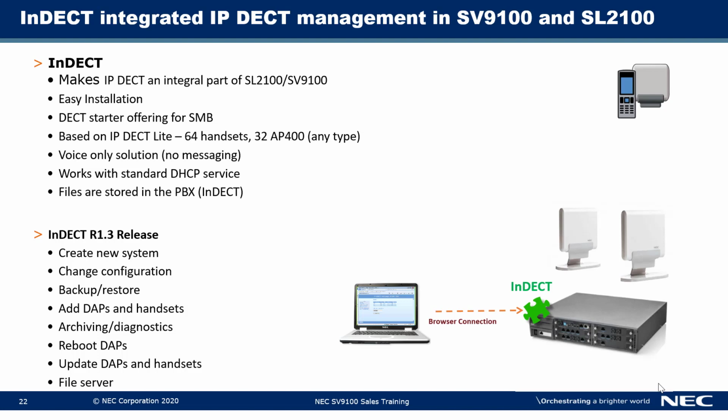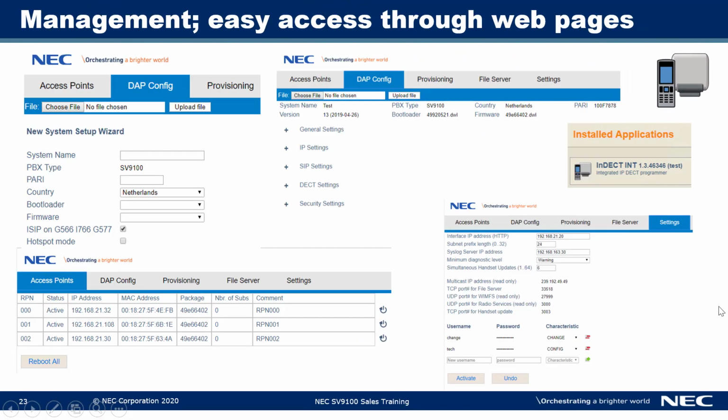So InDECT then allows you to program the system using a simple browser. It allows you to create a new system, change configuration, back up and restore files onto the PBX. It allows you to add DECT access points and handsets. It allows you to reboot DECT access points without visiting site. So the latest version of InDECT then is version 1.3, and as you can see there, it allows you to do everything from creating a new system to changing a configuration, adding DECT access points and handsets, rebooting DECT access points, and allowing you to back up information onto the PBX. All of this is done through a simple browser interface.